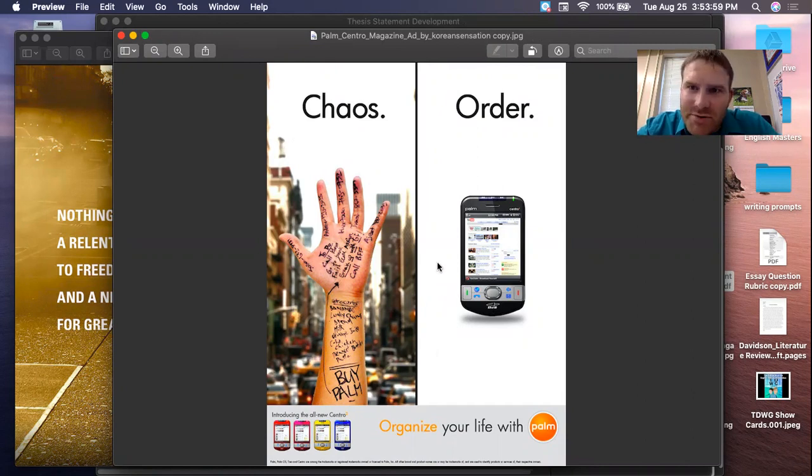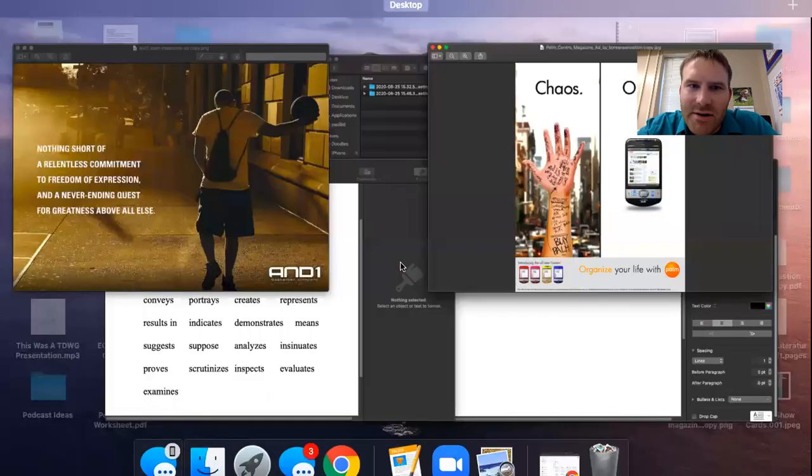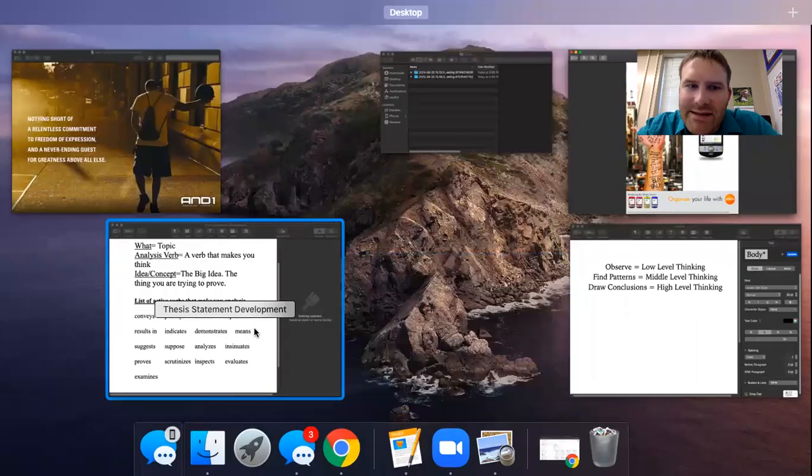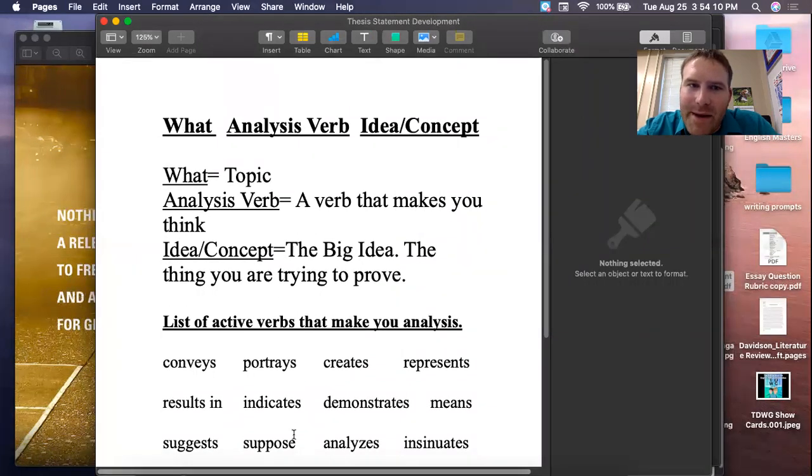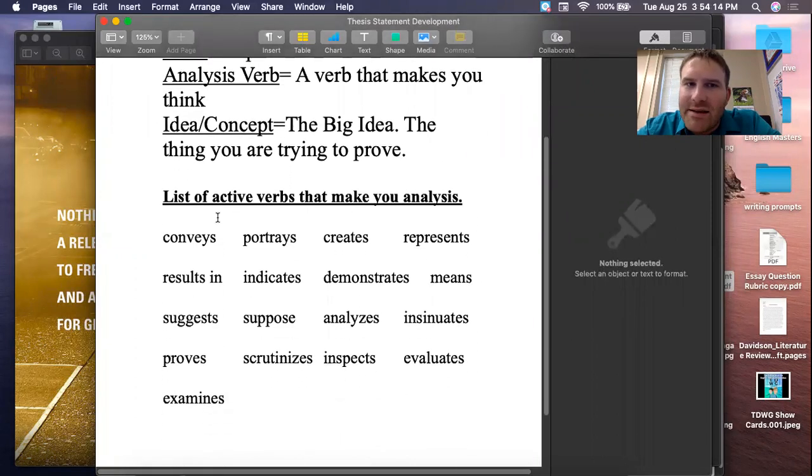And basically, I just want you to make observations, find patterns within these observations, and draw a conclusion. And I want you to write a thesis statement. So I want you to write a thesis statement for the Palm ad. So your topic would be Palm ad. You pick one of these analysis verbs, and then you tell me what is the idea that advertisement is trying to sell us.